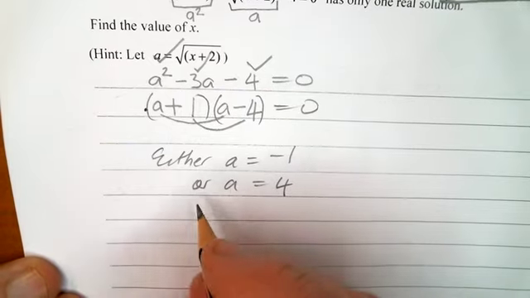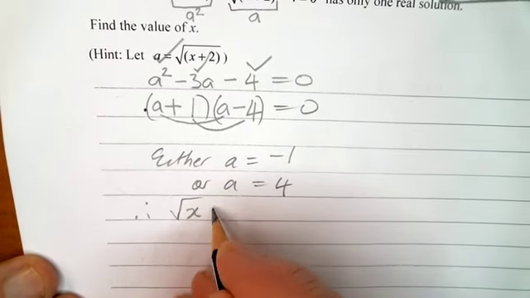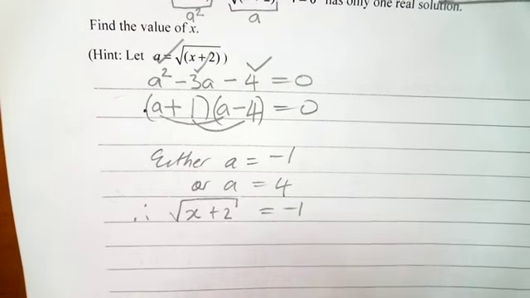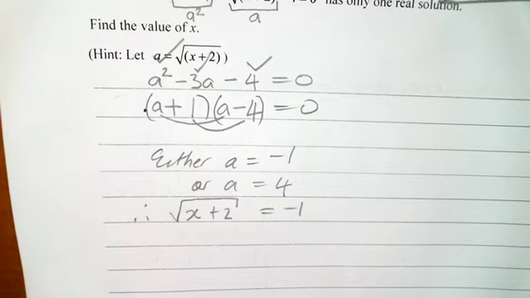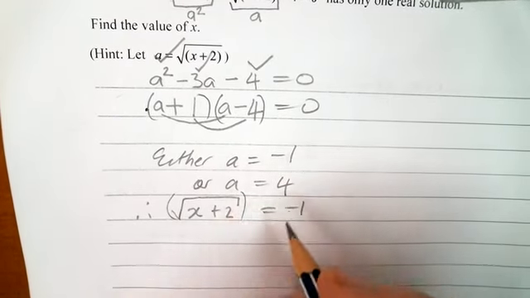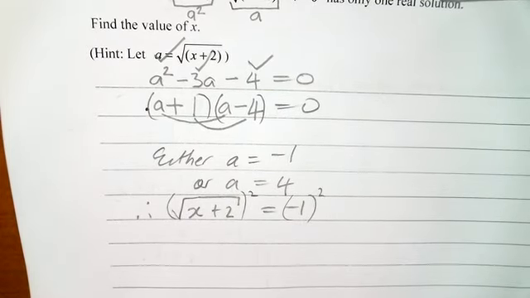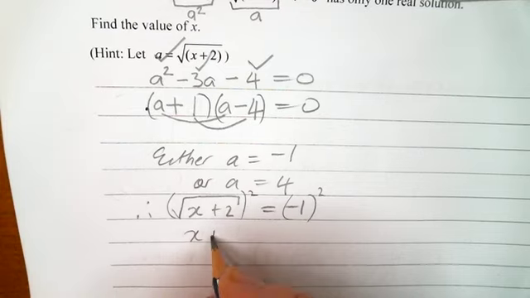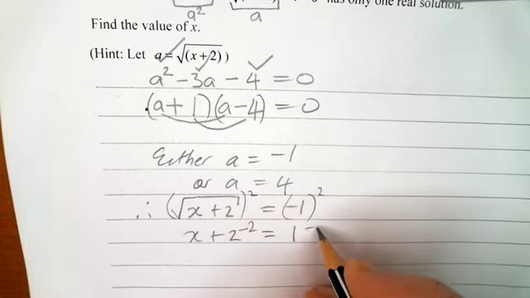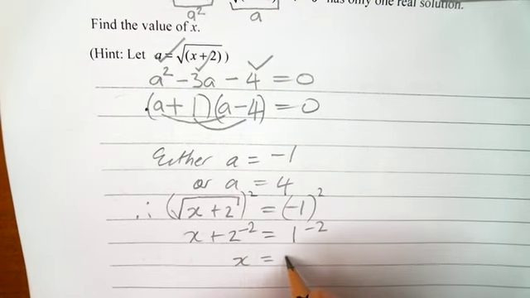So let's try the first one. So we've got therefore root x plus 2 is equal to negative 1. And let's see how that plays out. So in order to find out x, I'm going to find the square of both sides. Square that side. Square that side. This is going to be x plus 2 now is equal to 1. Subtracting 2 from both sides. And where do we end up? X is going to equal negative 1.